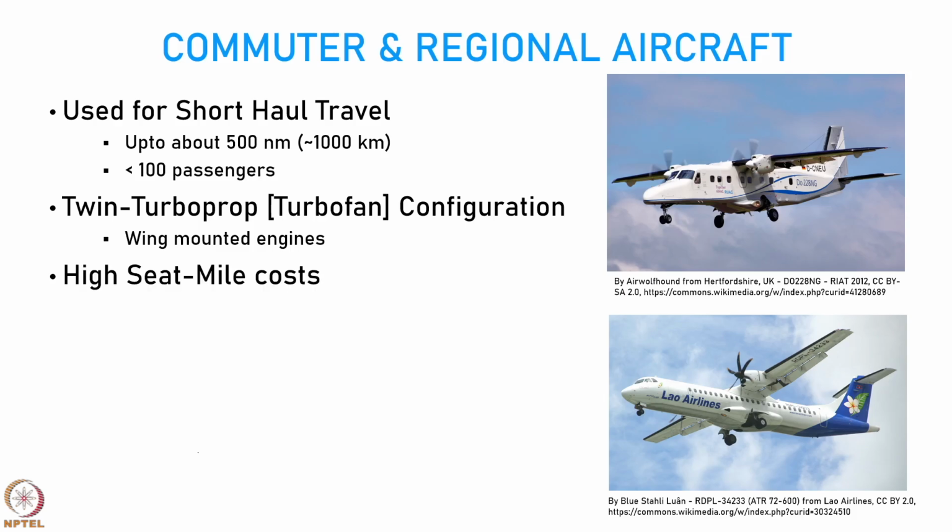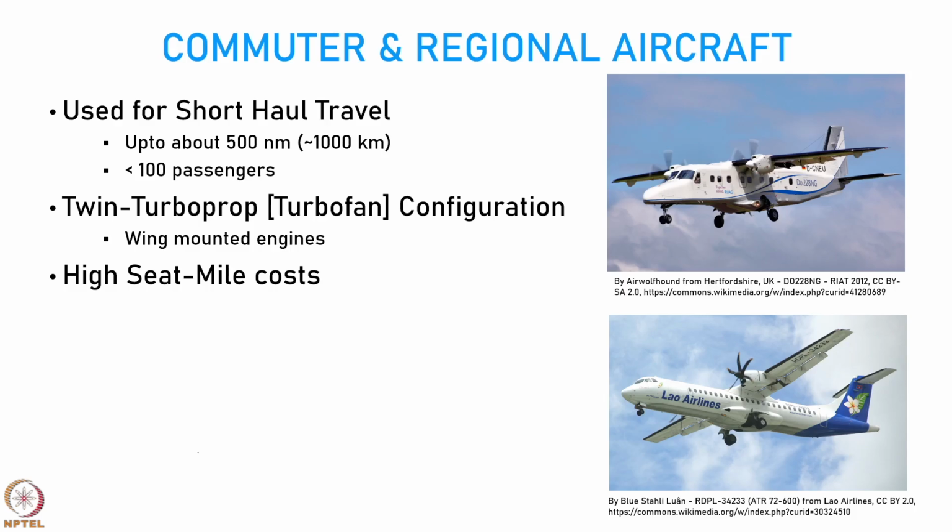Now, these aircraft generally suffer from one major drawback, and that is they have very high costs per seat per unit distance. We normally call them seat mile costs. This is because the total operating cost is shared by fewer passengers. So, you have the number of passengers in the denominator, and therefore, the cost per seat per mile increases.